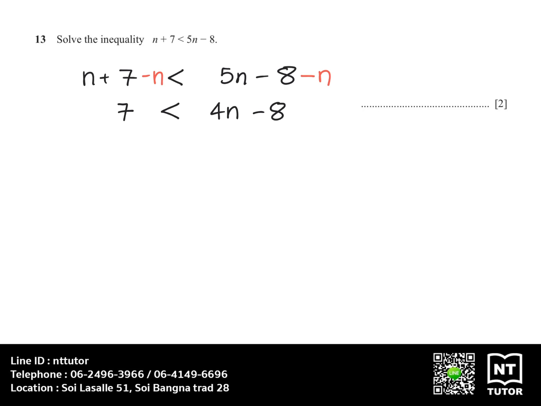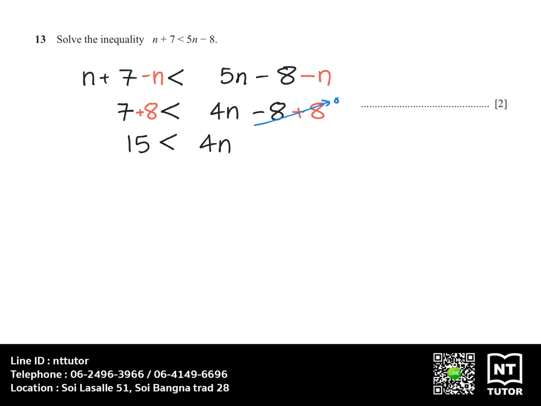So we want to move the 8 to the left-hand side, and we must do the opposite of what the 8 is doing. So we have minus 8, therefore we need to plus 8 to this side and plus 8 to this side. On the left-hand side, we have 7 plus 8, which is 15, is less than 4n, and minus 8 plus 8 is just equal to 0.